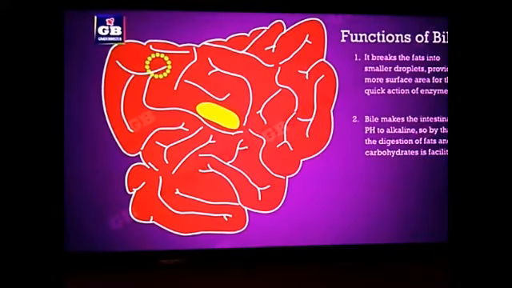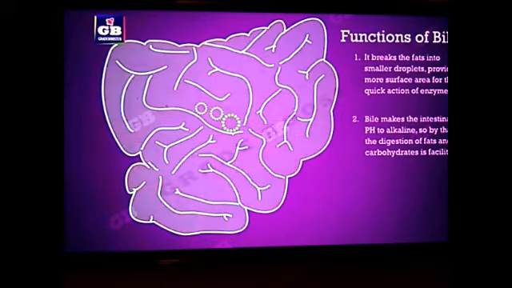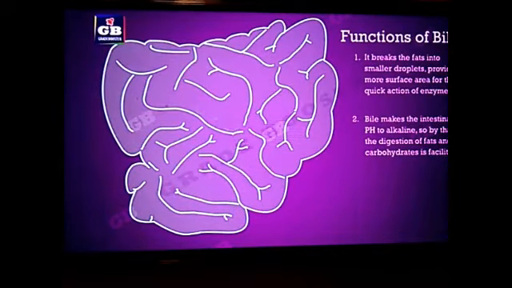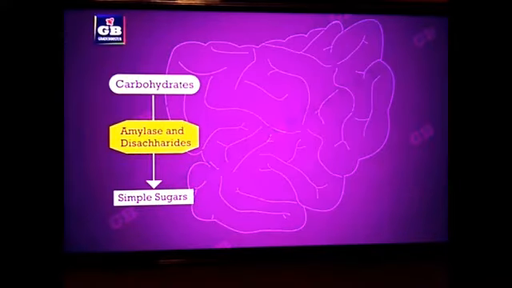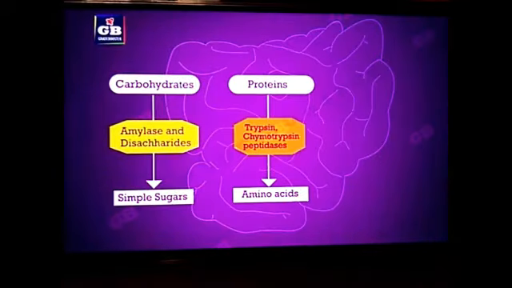Bile does two things. One, it breaks the fats into smaller droplets, providing more surface area for the quick action of enzymes. Number 2, bile makes the intestinal pH alkaline, so by that the digestion of fats and carbohydrates is facilitated. These enzymes finally convert carbohydrates to sugars, proteins to amino acids, and fats to fatty acids.